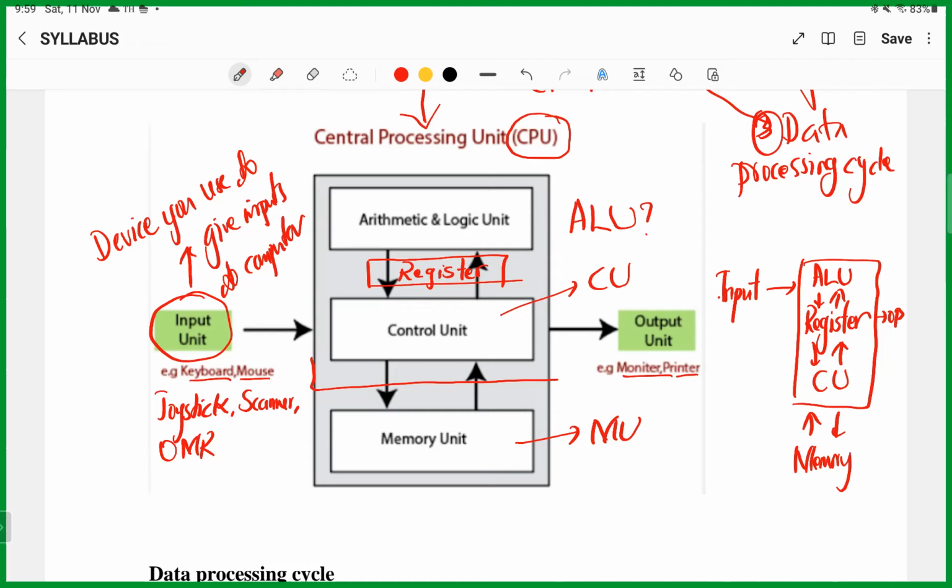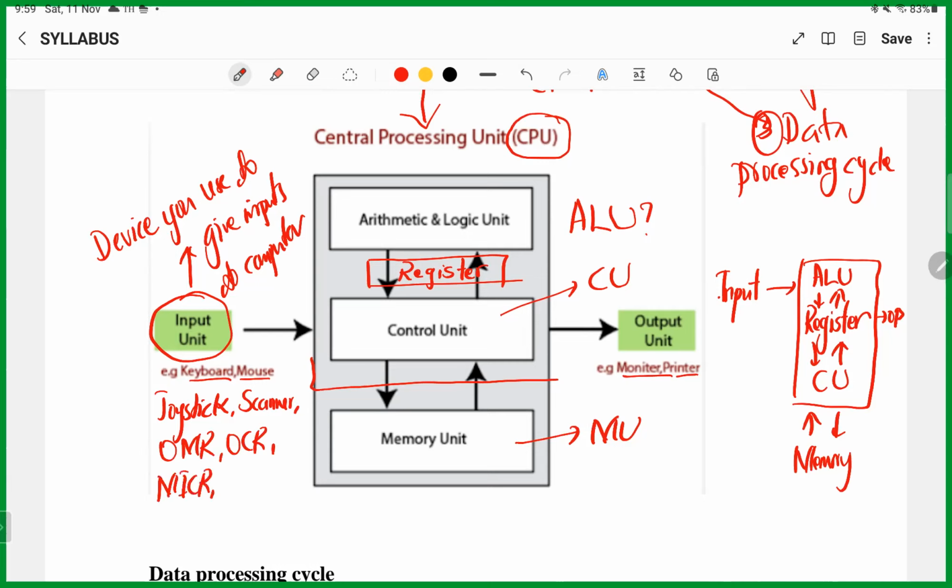Whenever you write the exam, they give OMR, which is synchronized with the computer. Mouse is already given in the example. OMR. Then you can write OCR. Some of these formats we'll be studying in detail. MICR, which is used in banks.